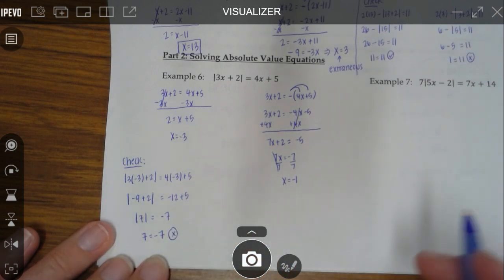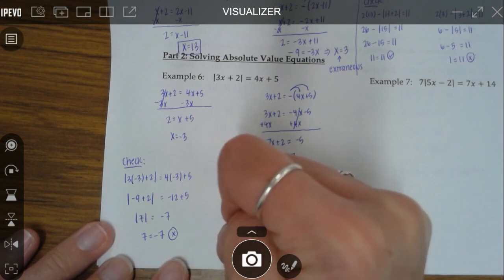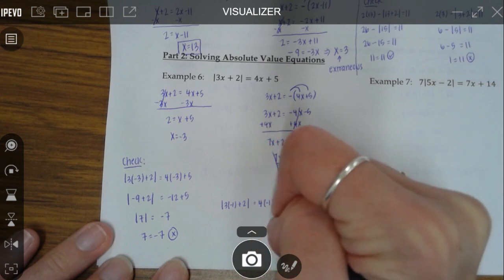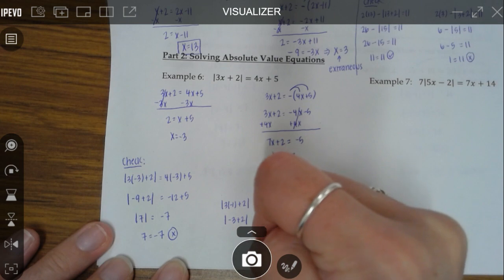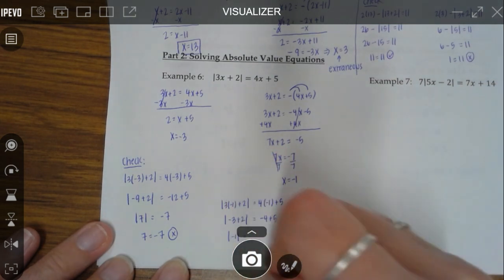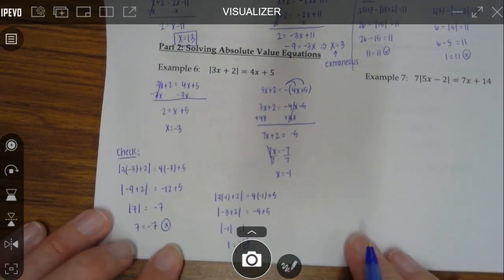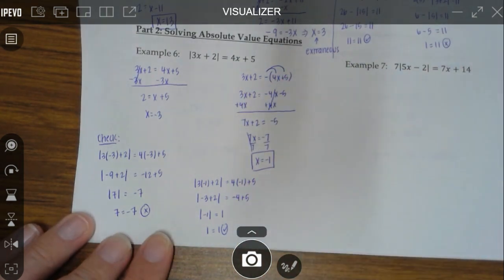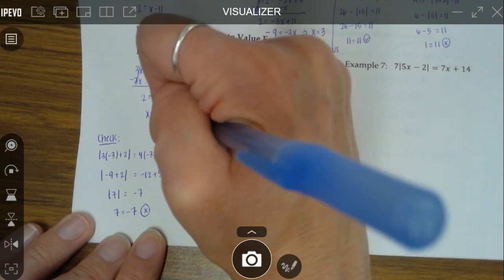But let's check negative 1. So 3 times negative 1 plus 2 equals 4 times negative 1 plus 5. That's negative 3 plus 2 on the inside there. That gives me negative 4 plus 5 here. Absolute value of negative 1 should be equal to 1. 1 equals 1. That is good. Oops, can't really see that there. So that means that x equals negative 1 is my solution for this problem. X equals negative 3, that is extraneous.